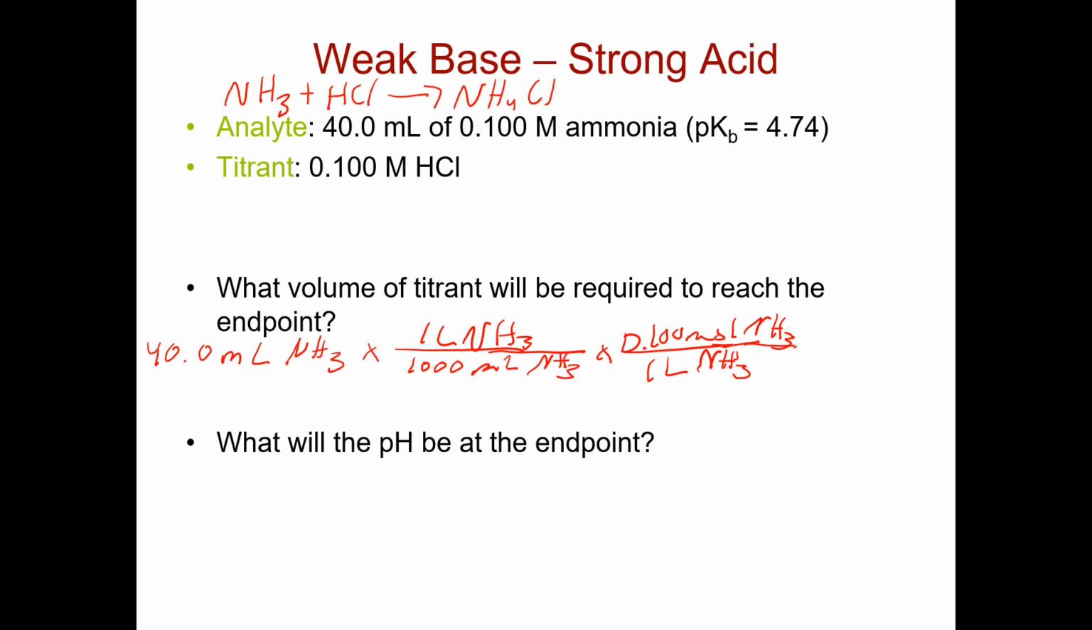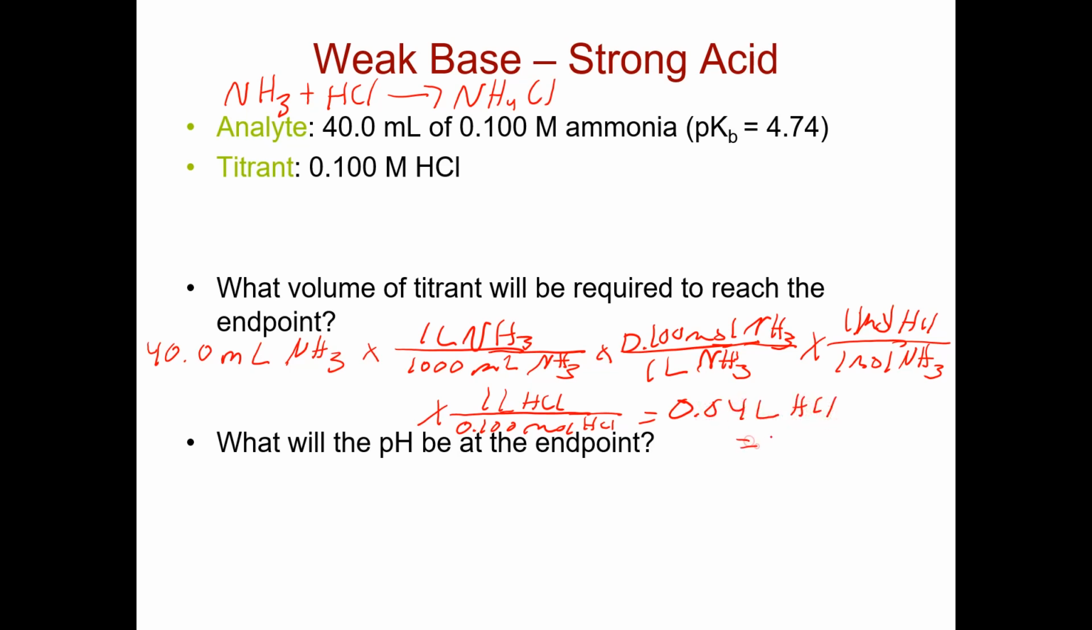And then, according to our reaction here, 1 mole of ammonia reacts with 1 mole of hydrochloric acid, and then we have a 0.1 molar solution of hydrochloric acid, which means that we have 0.1 moles of hydrochloric acid per 1 liter. So if we do the multiplication here, 40 times 0.1, divided by 1,000 times 0.1, we get 0.04 liters of hydrochloric acid, or 40 milliliters of hydrochloric acid.